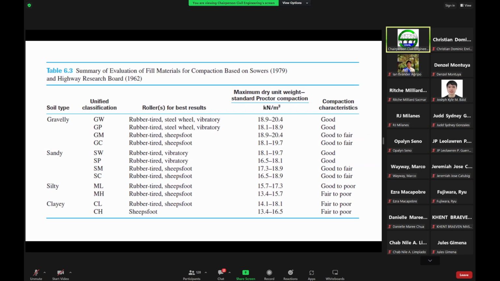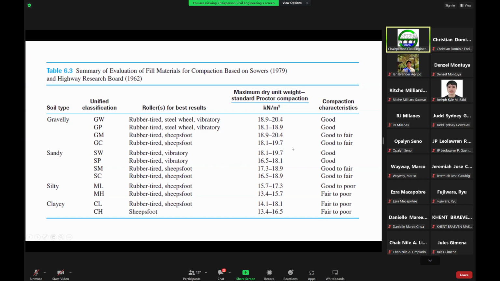Okay. So here, just to take note, if you are using well-graded gravels or poorly graded gravels, then the rubber tire or the steel wheel rollers, with the vibratory effect, are best suited. While if you have a high plasticity clay, we also call it a fat clay, then the sheep's foot roller is highly suggested.